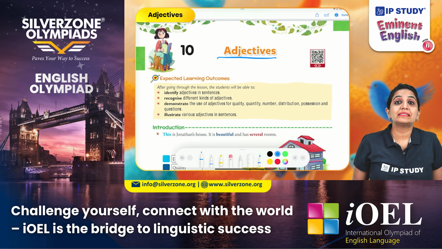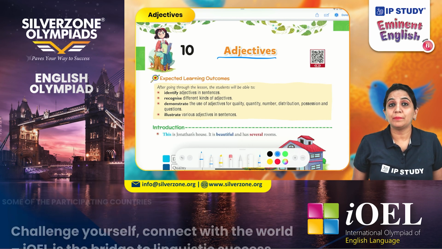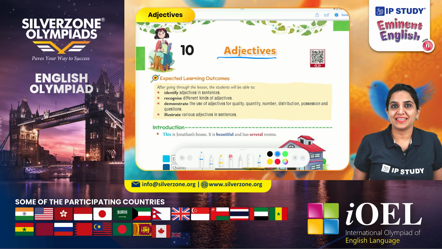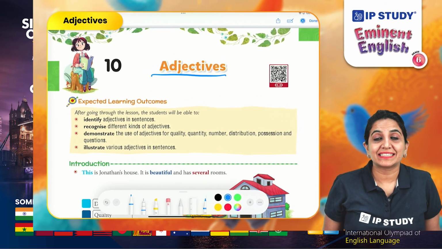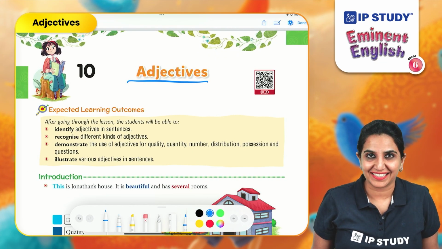Adjectives are the words that describe people, place, animal, or thing. That means they add some information to the nouns. They describe the nouns in the sentences.